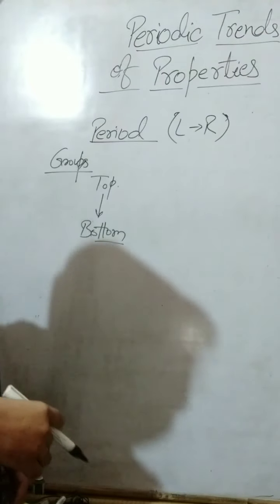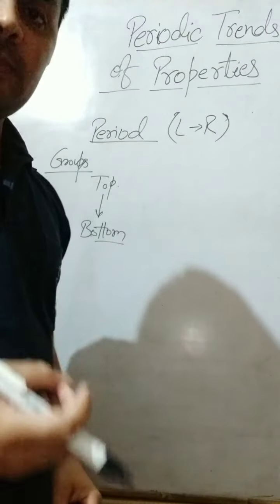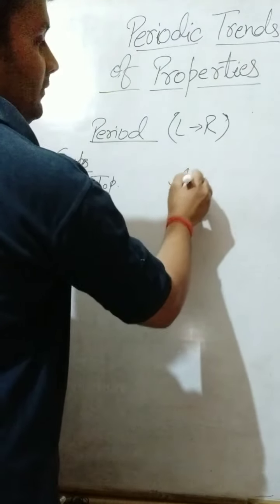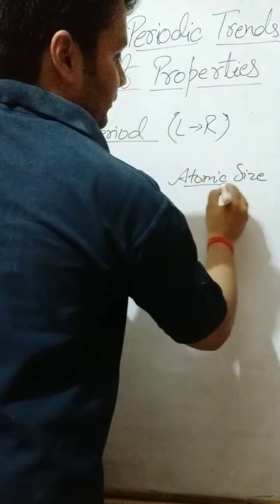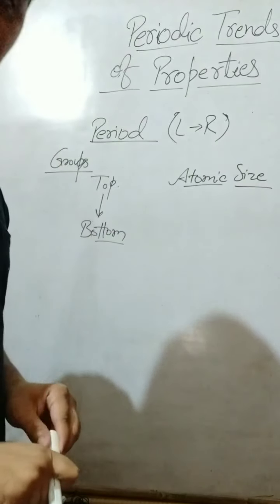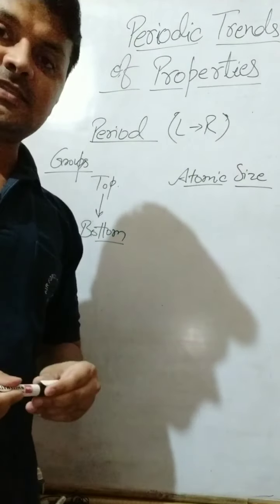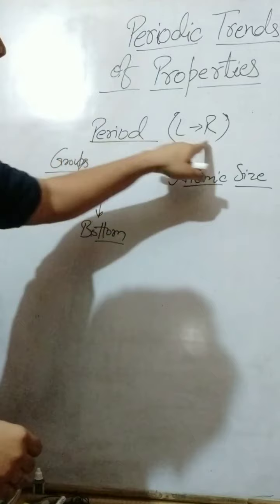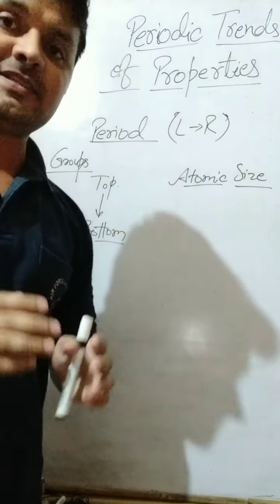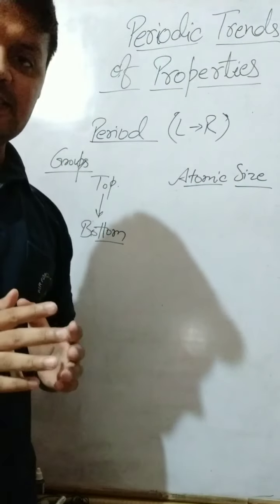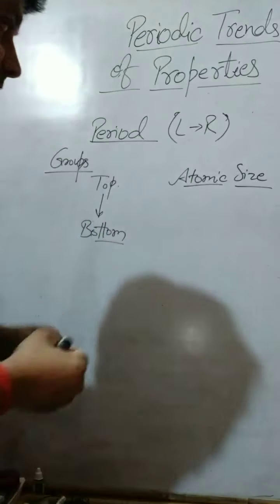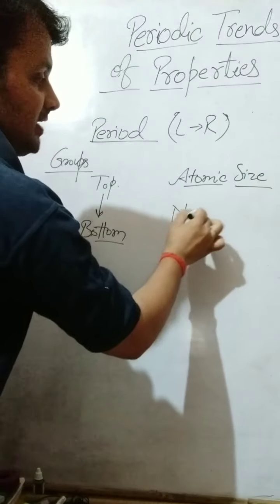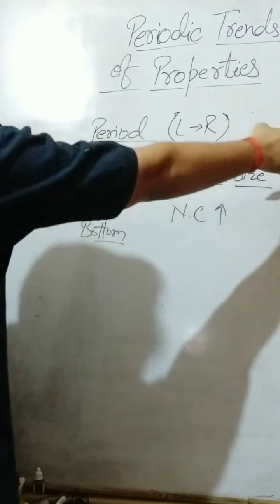Clear? The main property which we are going to study first is atomic size. In general, we have studied that in periods, from left to right, atomic size decreases because the number of shells remains the same and the nuclear charge keeps on increasing when we go from left to right.